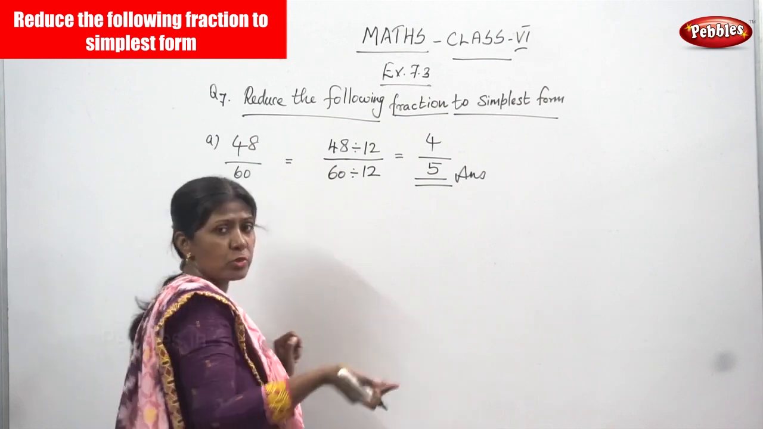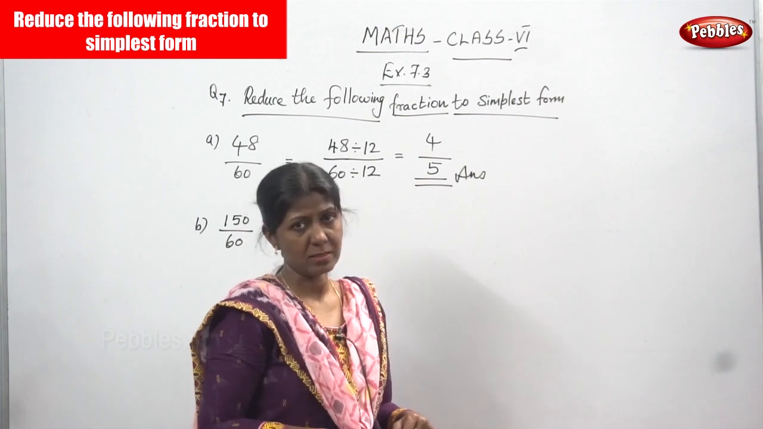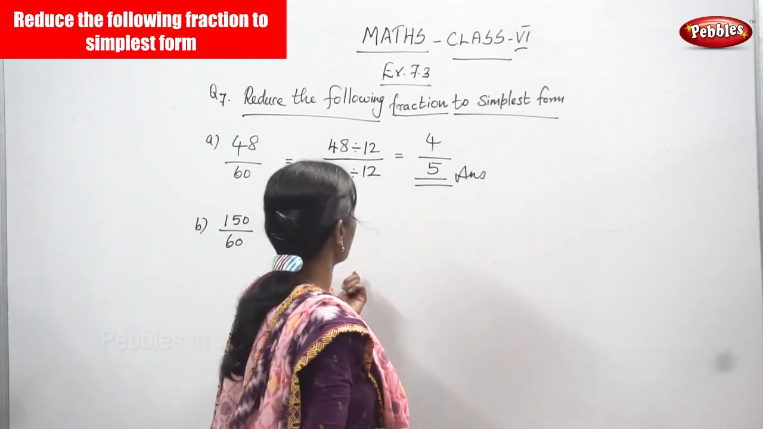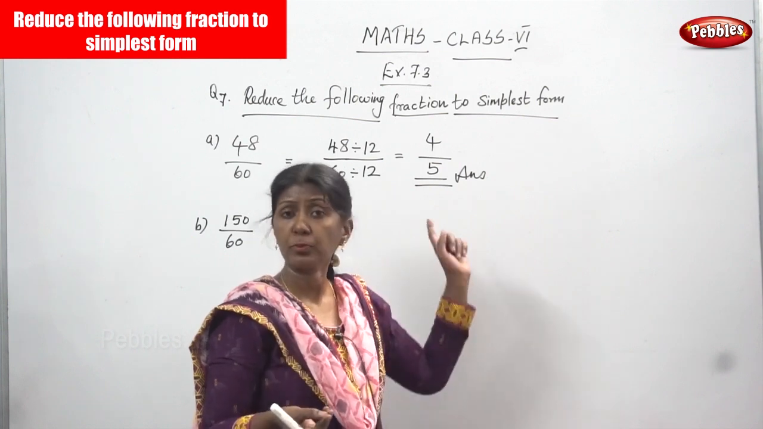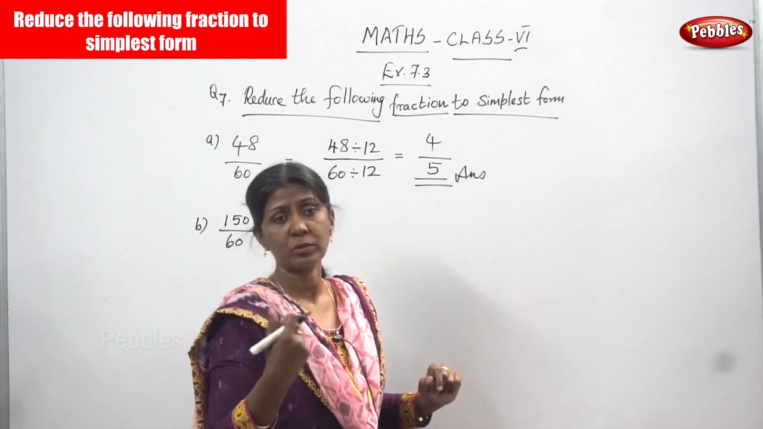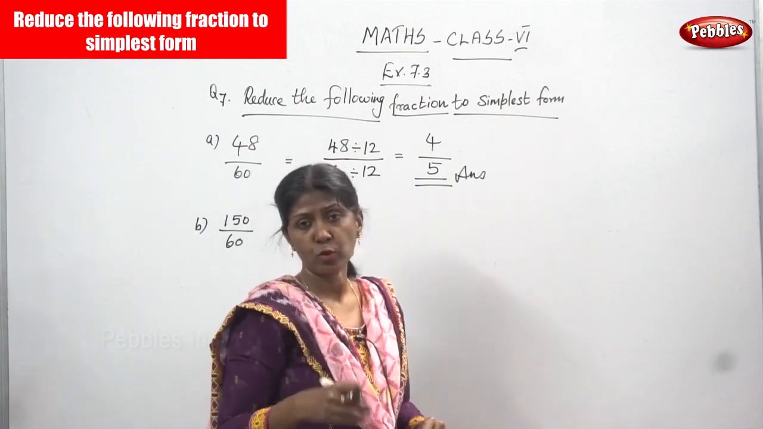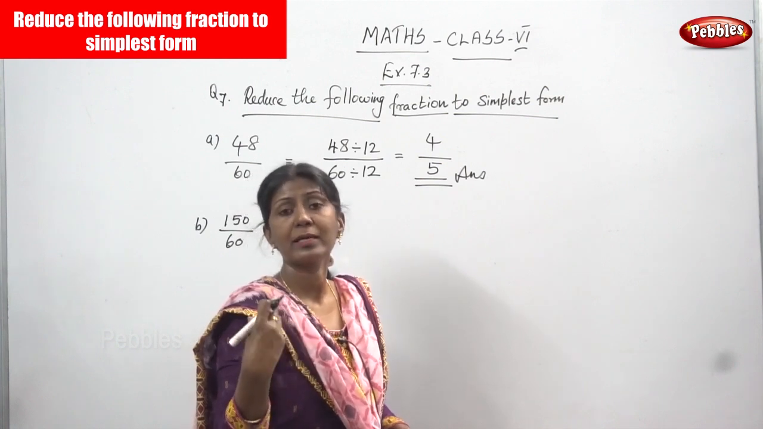You have to bring it to a simple form, the simplest form. So that is what you are going to do. You have to take a common factor for both numbers, and that number should divide both the numerator as well as the denominator. First you have to take a common factor.